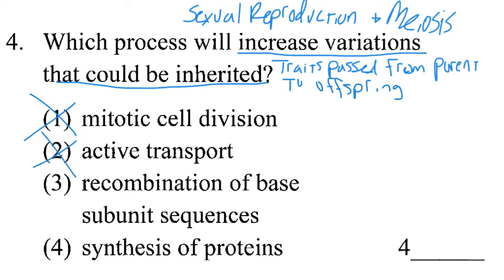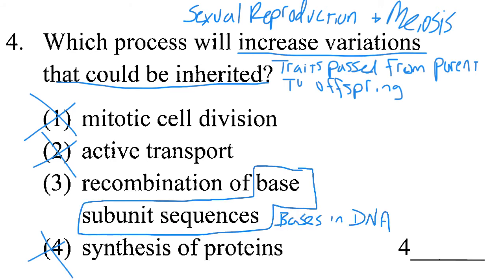3. Recombination of base subunit sequences. What does that mean? We'll come back to it. 4. Synthesis of proteins. That's going to be related to traits, so traits can be passed on, but synthesizing proteins does not change genetic variations, does not lead to genetic variations, so that's not going to be our answer. Let's go back to option 3. Recombination of base subunit sequences. We're talking about the bases in DNA and the sequence or the order of those. So with the base subunit sequences, we're talking about genes.